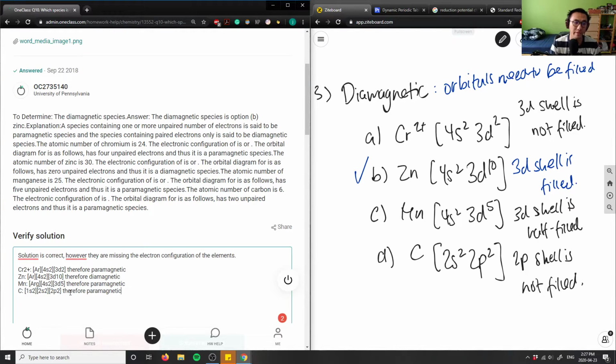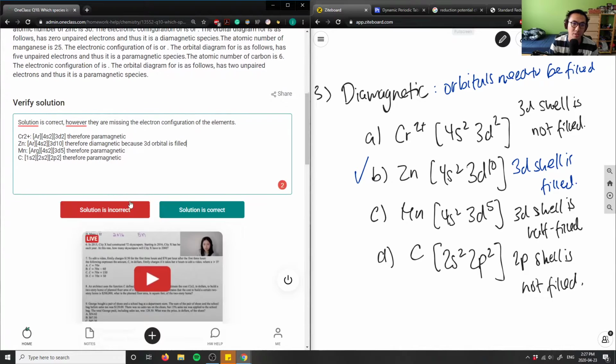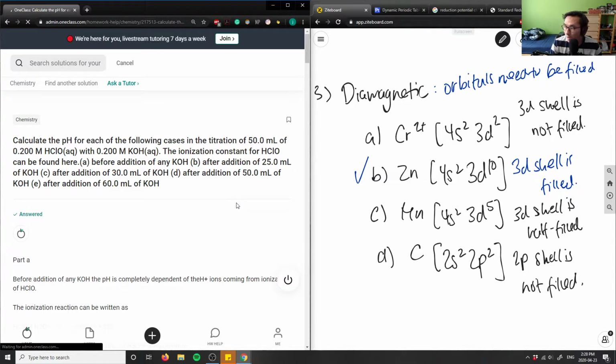So the only answer in this case is zinc, because it has a 3d shell that is filled. The 3d orbital is filled. Sweet. So the solution is correct there, we're just missing the electron configuration. The solution is correct. Sweet.